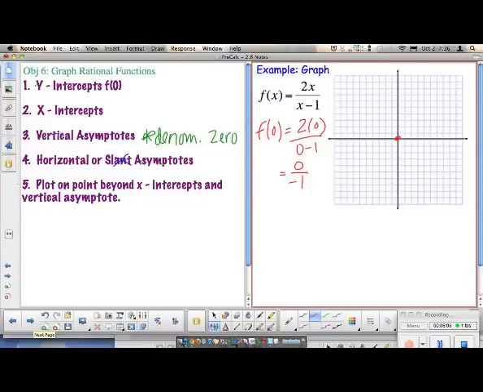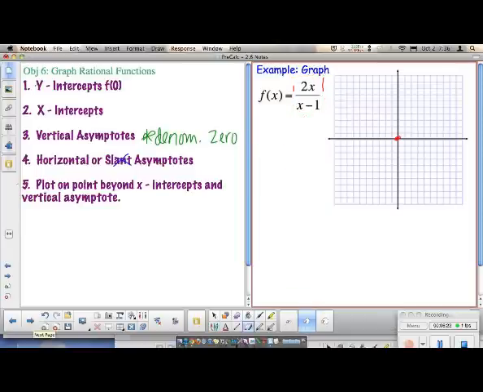For x-intercepts, again, I want to see when the numerator is 0. So when is 2x 0? Because x-intercepts are when f of x is 0. So when is this function 0? And that's when the numerator is 0. Again, it looks like my only intercept is going to be at (0, 0). So now the question is, what happens around this?